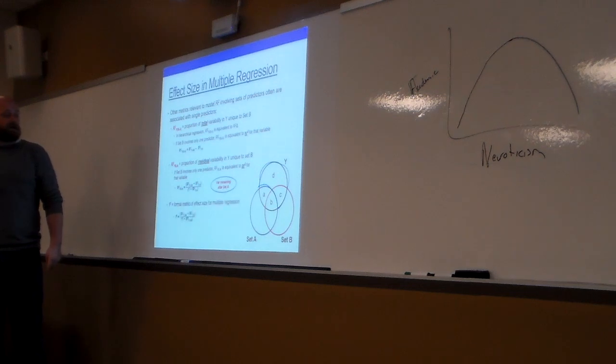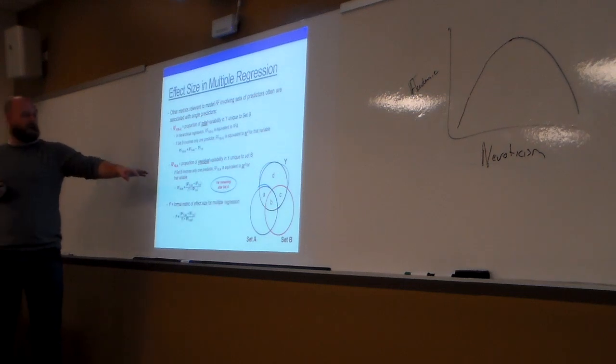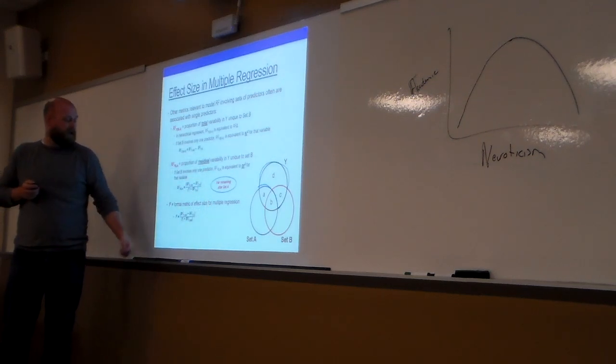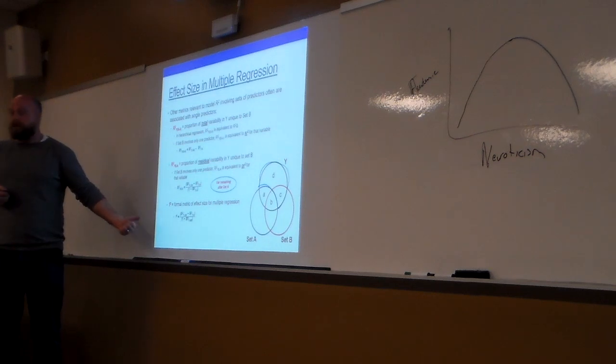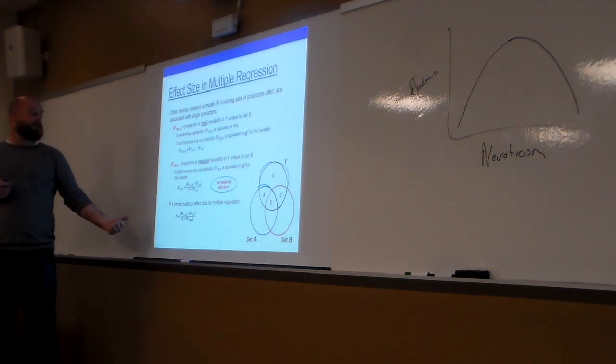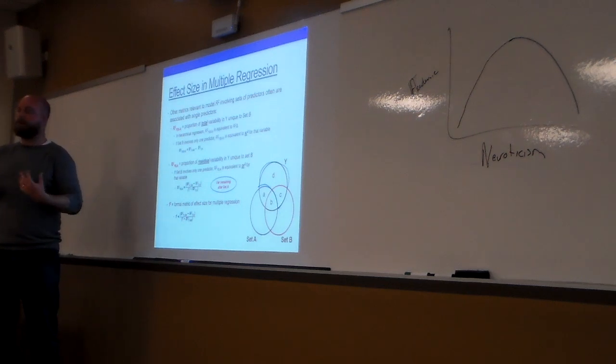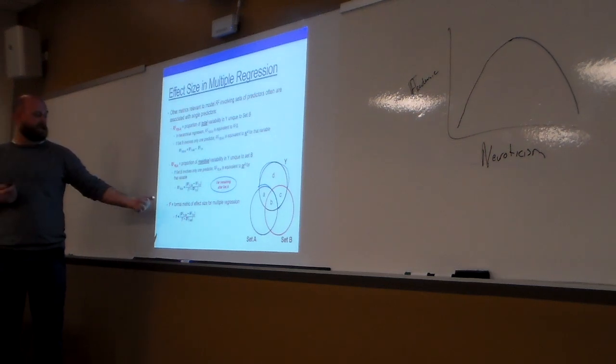So this is your variability in your set. You're looking at total variability, and this is the variability remaining in it after we pull out stuff for set A. You also have an F-squared statistic. F-squared is a formal metric of effect size, right? If you're doing proper power analyses, you'll often see F-squared.